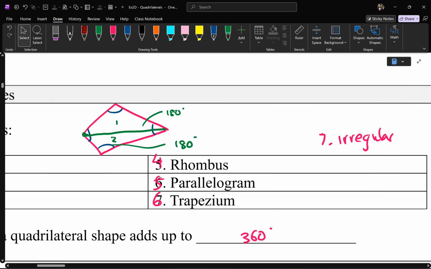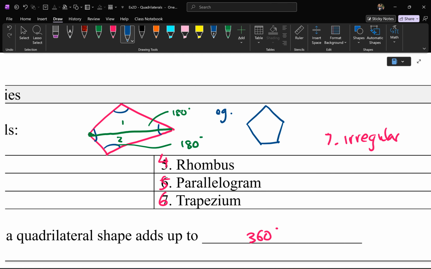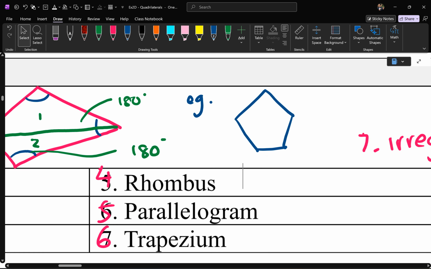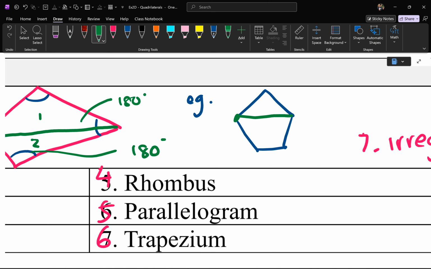Here's an example. Let's do a pentagon. Pentagon has 5 sides, so 1, 2, 3, 4, 5. Now if you think about it, let's work out how many triangles you're going to get. Let's pick a corner. I pick this corner. And then I draw it to the next corner. Here we go. I got 1 triangle. Then from that corner, I pick another corner. How many triangles do I have?